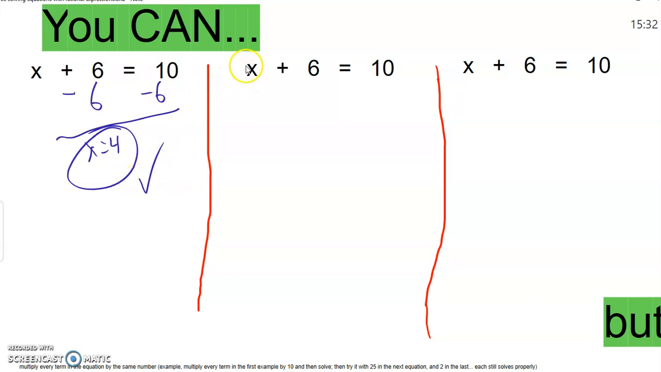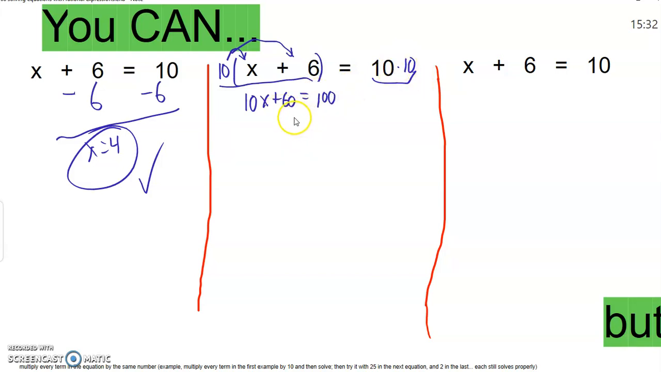I want you to notice that you also can, now I'm not saying to do this, but you can multiply this side by 10 as long as you multiply the other side by 10. Now what's that going to do? Just follow through with me for a second. I multiply this side by 10, I do a little distributive property, that is 10x plus 60. I'll multiply this side by 10 because there's a little rule in algebra that says if you do something to one side, you must do the same thing to the other side. So 10 times 10 over here is 100.